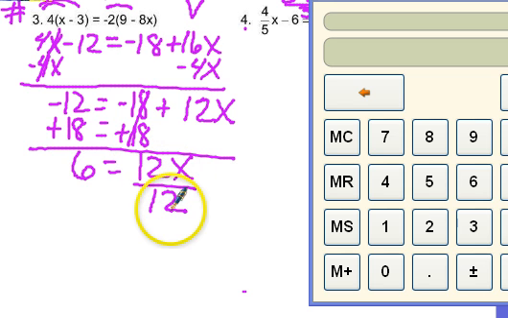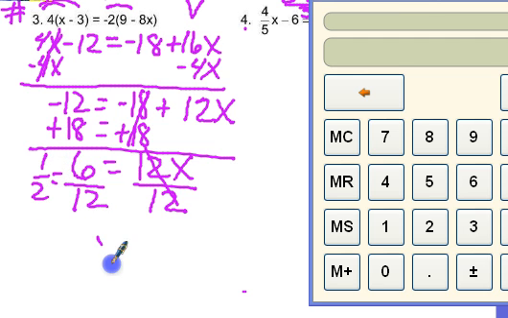So the opposite of multiplication is division. So what I do to one side, I do to the other. These cancel. 6 over 12 is not 2, okay? 6 over 12 reduces to 1/2. All right, so x equals 1/2, or 0.5, okay?